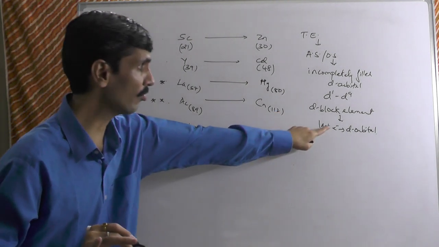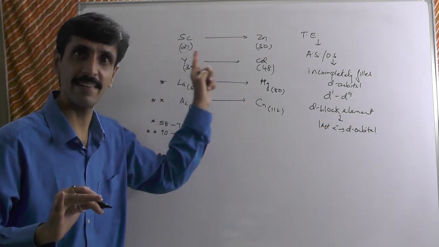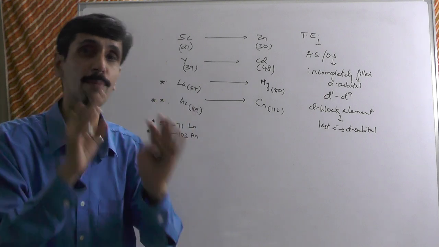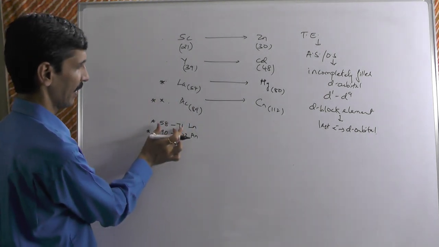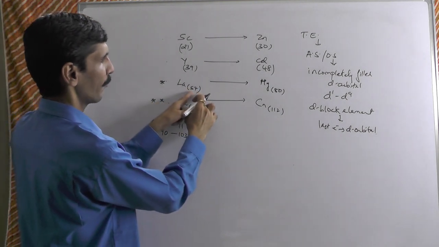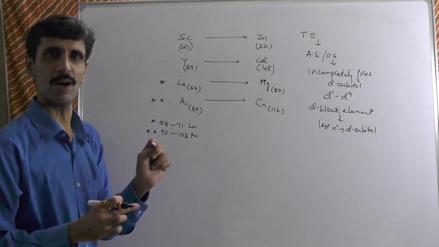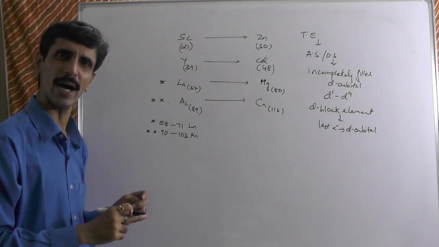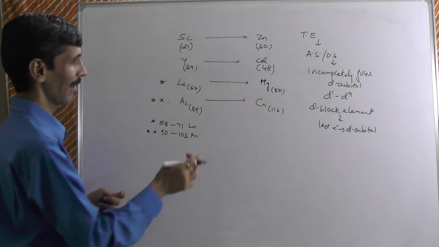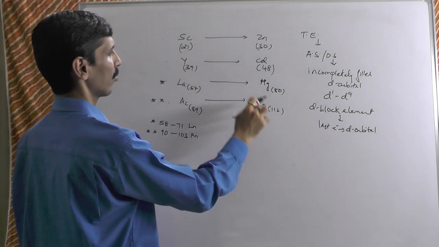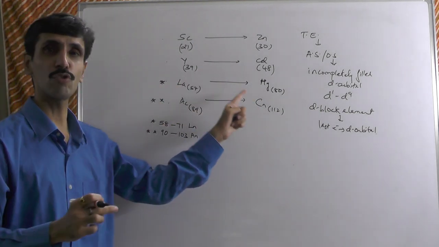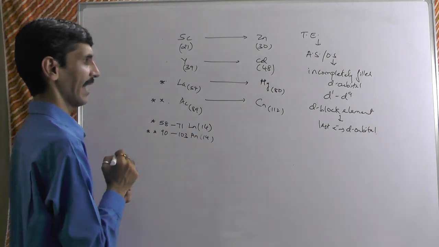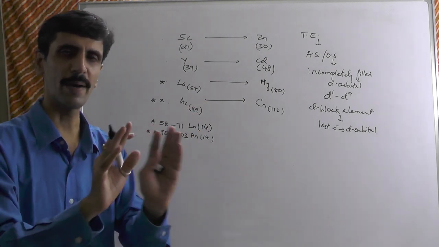Those 10 are the d block elements, because in all these elements the last electron enters into the d orbital. So first of all, I use the word that they are all d block elements, with the exception of these elements. If you count 57 to 80, it comes out to be 24, out of which you remove 14, that is 58 to 71, so it comes to 10. Similarly, 89 goes up to 112, so once again it comes to 24. Exclude these 14 elements, which are lanthanides and actinides, so it comes out to be 10. I guess this part is very clear to you.